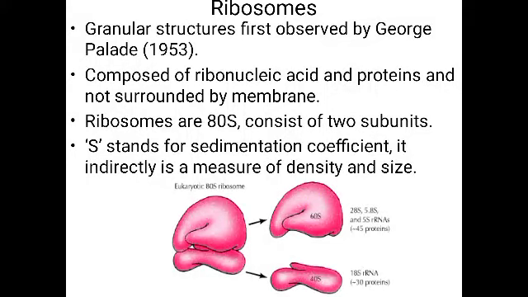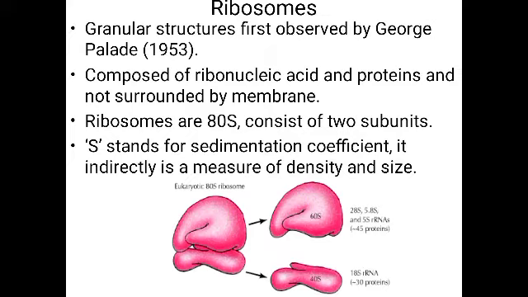Today we can learn about ribosomes and the cytoskeleton. Ribosomes are granular structures which were first observed under the microscope as dense particles by George Palade in 1953. Ribosomes are small granular structures, or dense particles, present in the cell cytoplasm.